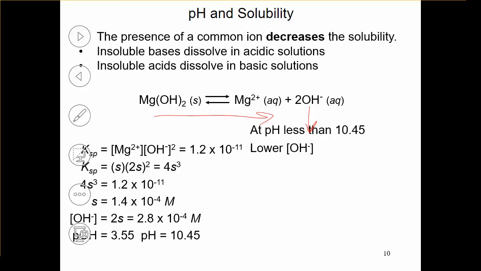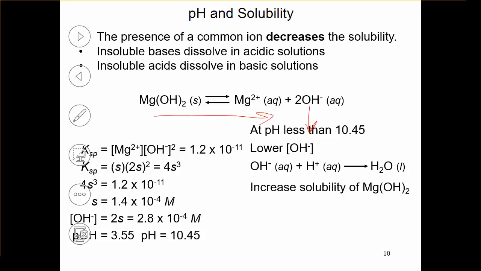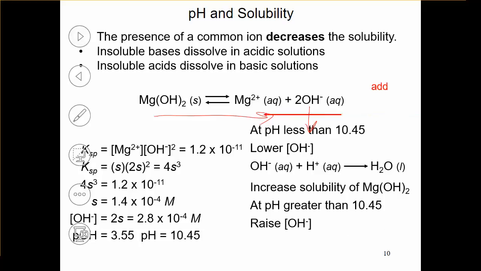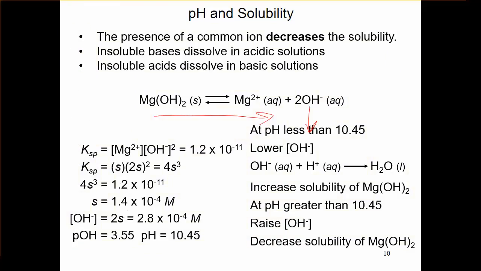So here, if I lower the OH minus ion concentration, it will force the equilibrium this way. And how do I do that? By reacting it with H plus to form water, and that increases the solubility of magnesium hydroxide. So at pH greater than 10.5, it raises OH, which would force it backwards and decrease the solubility. So if I increase the OH minus, obviously you would push it that way. But if I decrease it, it pushes it this way.